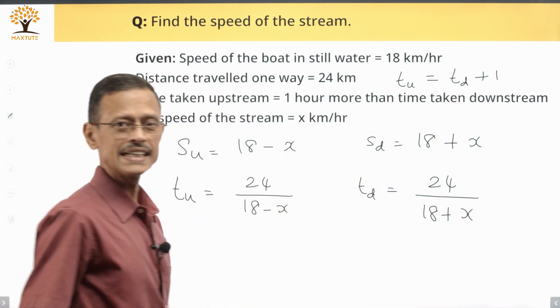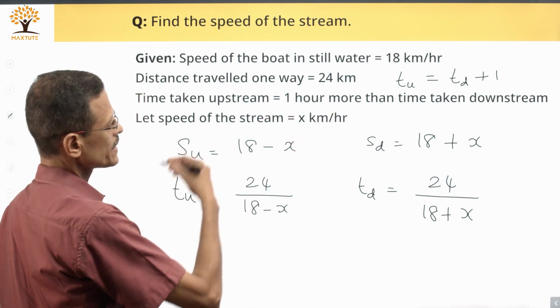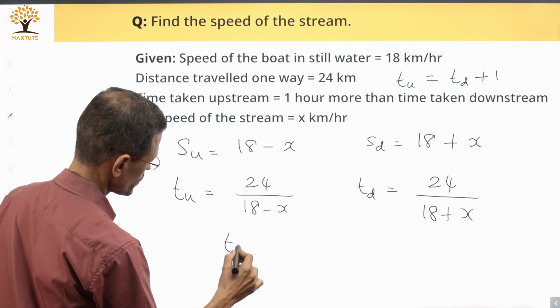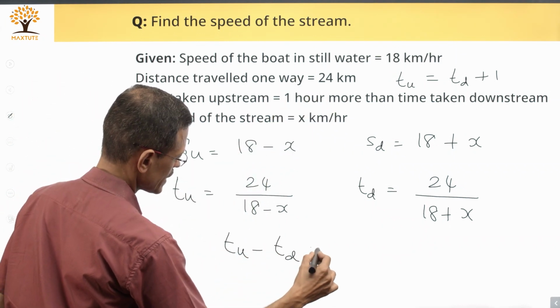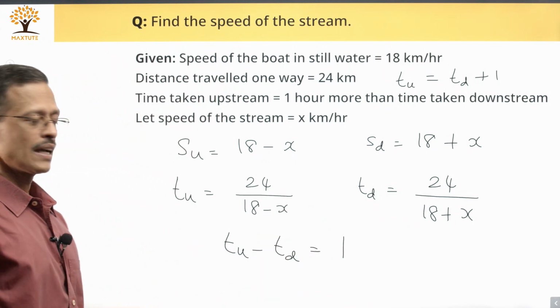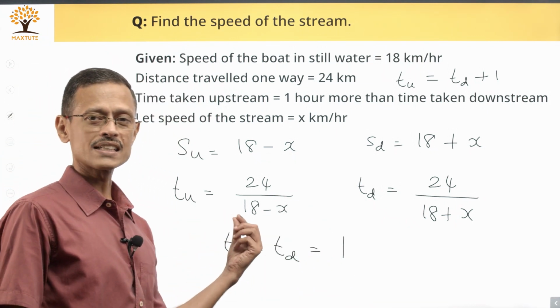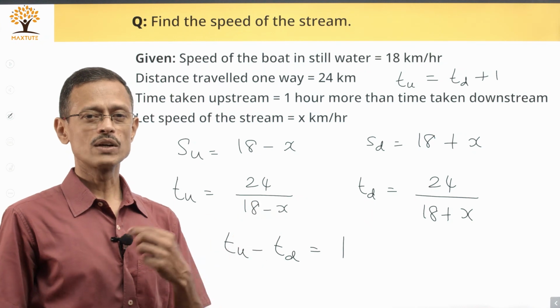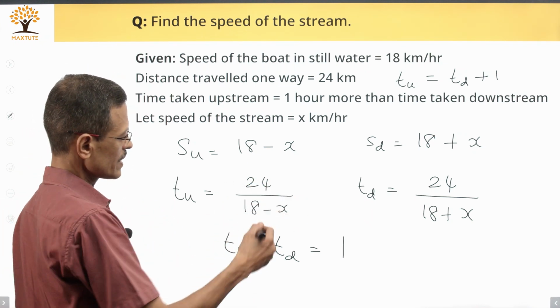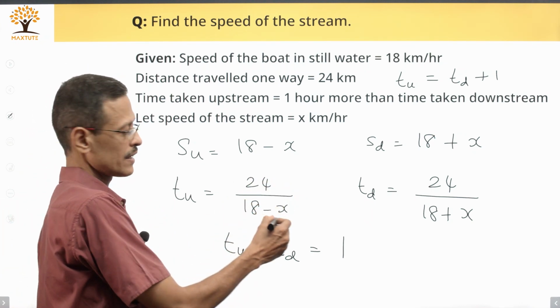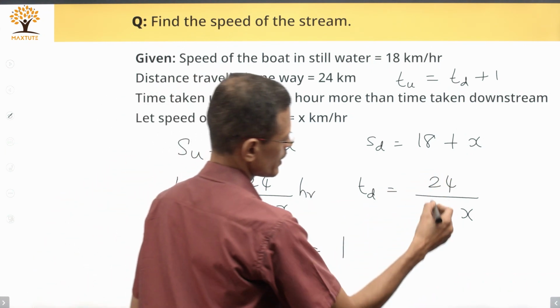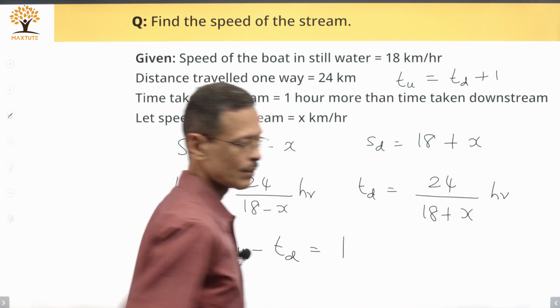Let's plug in this equation. TU is equal to TD plus 1. So, take the TD to the left hand side. TU minus TD is equal to 1. Upstream time taken minus the time taken to travel downstream is equal to 1 hour. Are these in number of hours? Kilometers divided by kilometer per hour, so this is in number of hours.